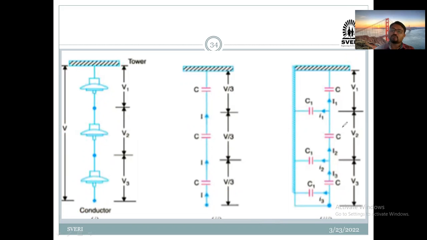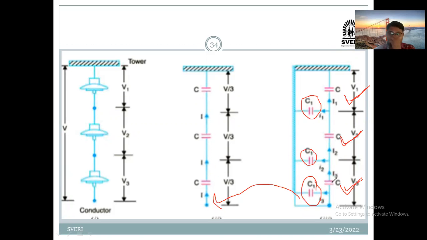So what happens, due to this particular shunt capacitance, actually voltage is present, but the values of V1, V2 and V3 are not the same as in this case. Ya case madhe ka hota hai? Ya value same hota hai. Okay, but here, whenever the shunt capacitance came into the picture, at that time the values of V1, V2 and V3 are not the same. The values of V1, V2, V3 are different. Why? Because of this shunt capacitance only.